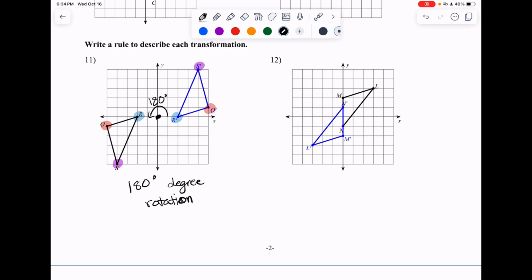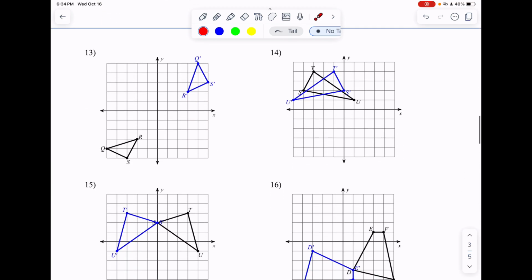And the next one is actually very similar. Notice that the L is in the opposite direction, M is in the opposite direction, N is in the opposite direction. Everything's opposite. That would also be a 180. Now let's see what's not necessarily opposite.